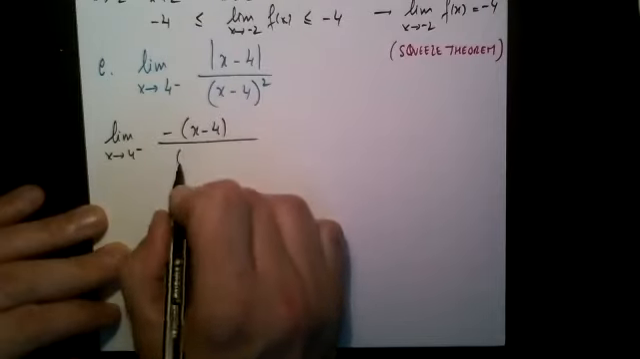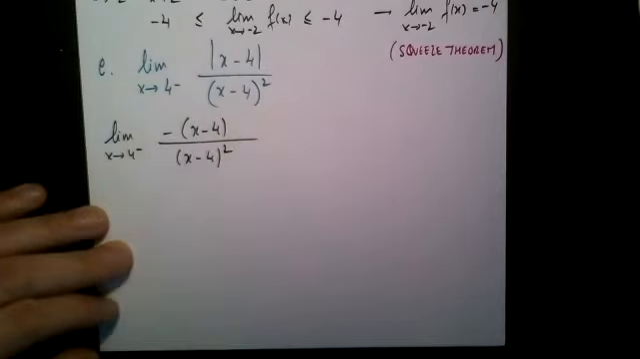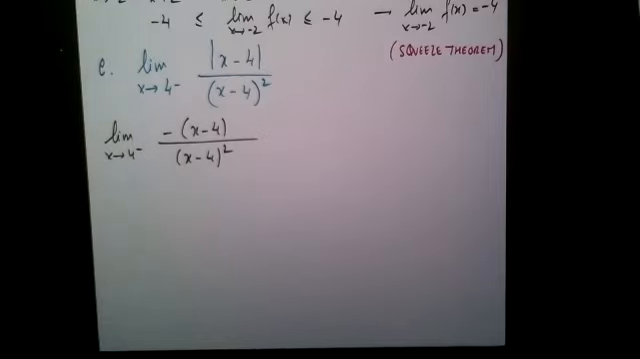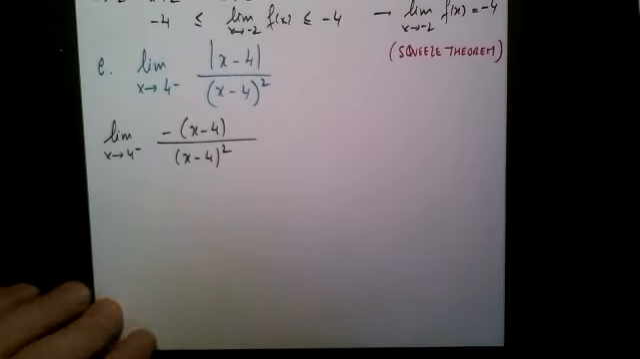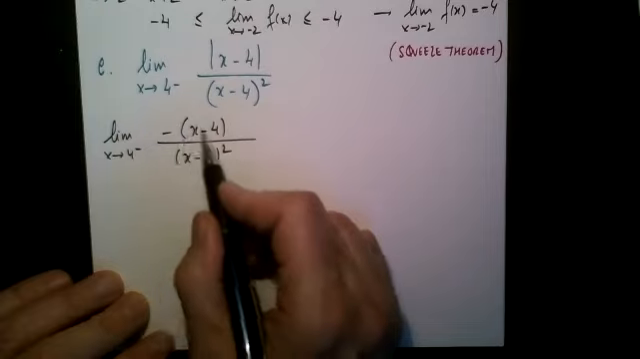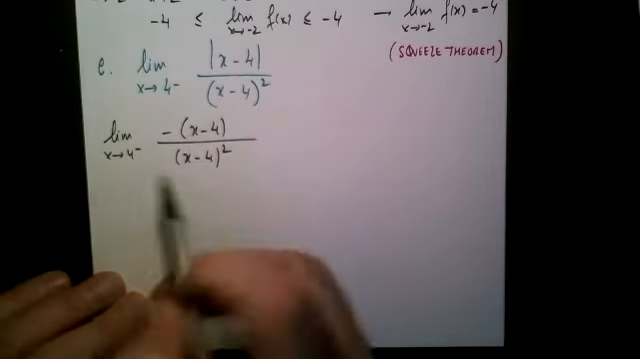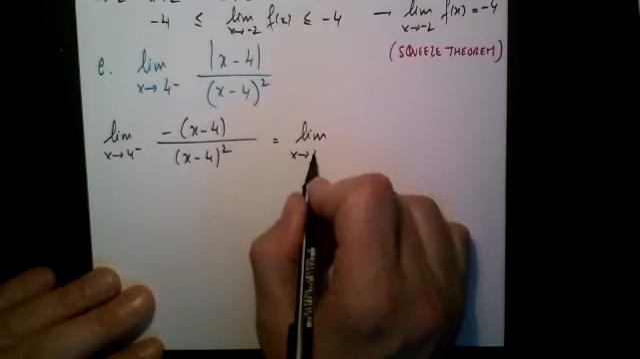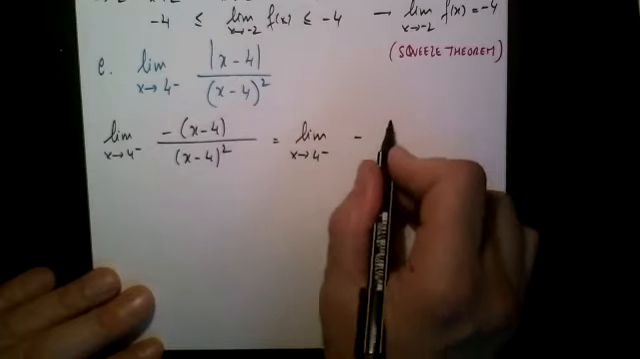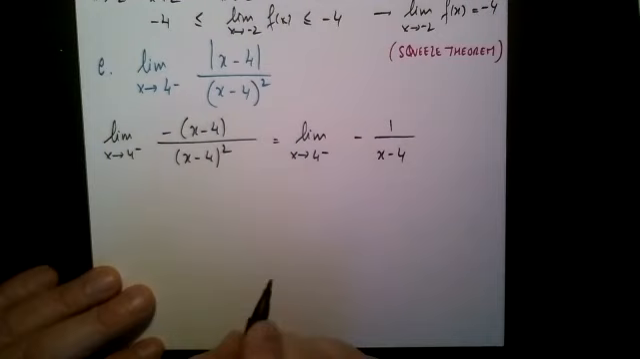Okay, we did a few of these, I remember. So do you understand this? Yeah. Okay, anybody, questions? No, we understand. Okay, perfect. And then that's it. I'm just going to cross out one of the x minus 4s. And so I'm left with the limit as x approaches 4 from the left of -1 over x minus 4.